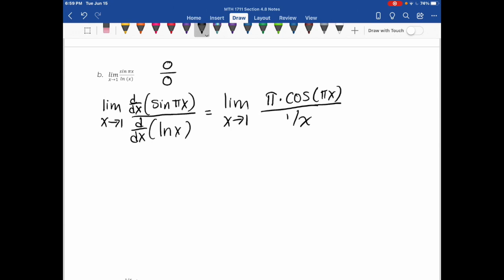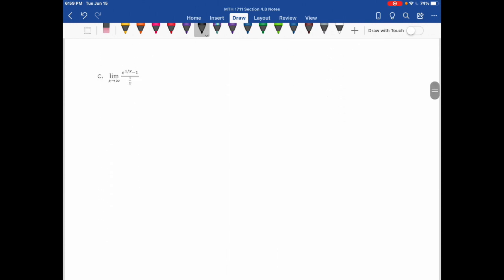Now, let's try direct substitution and limit laws. When I plug in 1 for x in the numerator, I get cosine of pi, which is negative 1. And then I have negative 1 times pi, which is negative pi. So on top, I have negative pi. On the bottom, I have 1 over 1, which is just 1. So my limit as x approaches 1 of sine of pi x over the natural log of x is just negative pi.